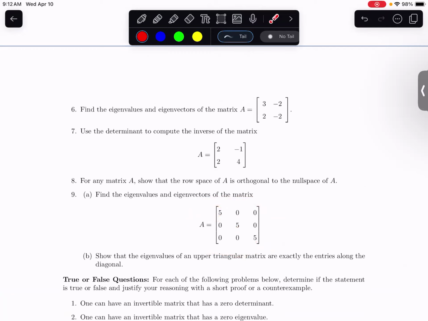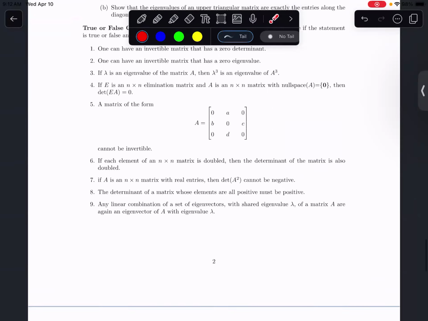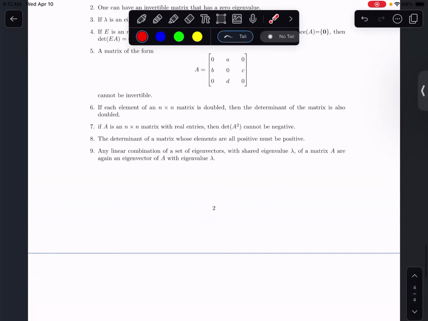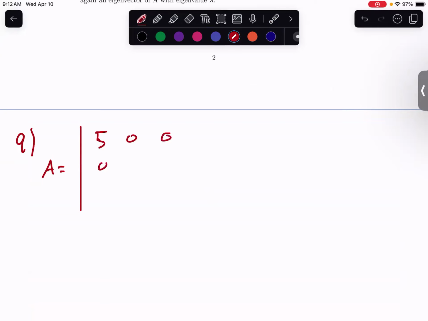And then part B wants you to show that the eigenvalues of an upper triangular matrix are exactly the entries along that diagonal. So I think part B is a little bit more difficult than part A. So this is 9. And we have A is equal to 5, 0, 0, 0, 5, 0, 0, 0, 5.